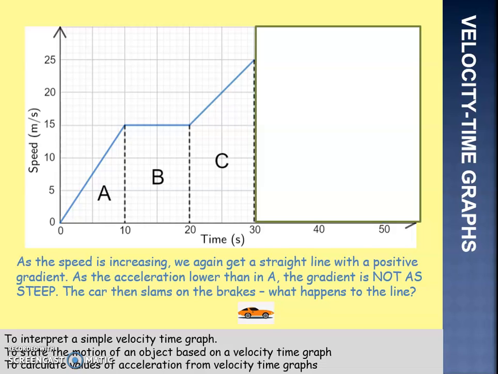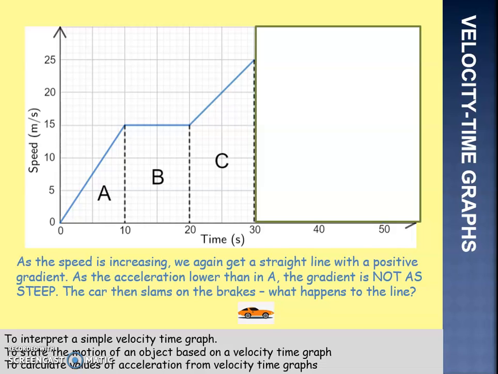Okay, again, as the speed is increasing, we get a straight line with a positive gradient. Because the acceleration is lower than A, the gradient isn't as steep. You can see if you compare the line at A and the line at C, the line at A is much steeper, it's got a much higher gradient. So that means it's accelerating more in A than C. C is still accelerating, just not as quickly.